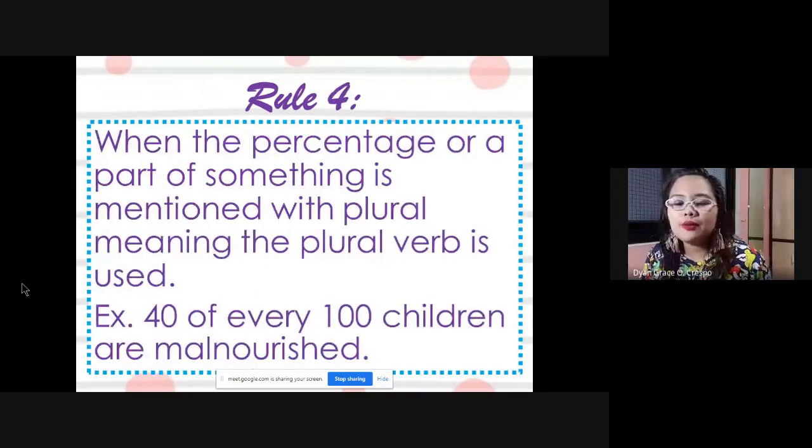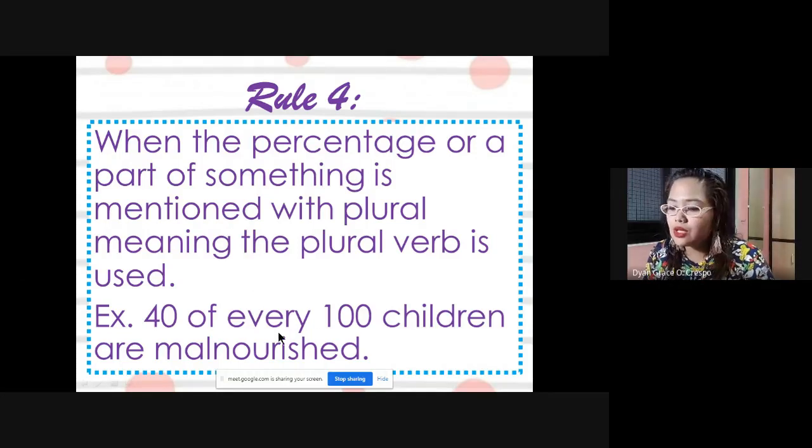So, now, for rule number four, when the percentage or part of something is mentioned with plural meaning, the plural verb is used. For example, 40 of every 100 children are malnourished. Again, when the percentage or part of something is mentioned with plural meaning, the plural verb is used.